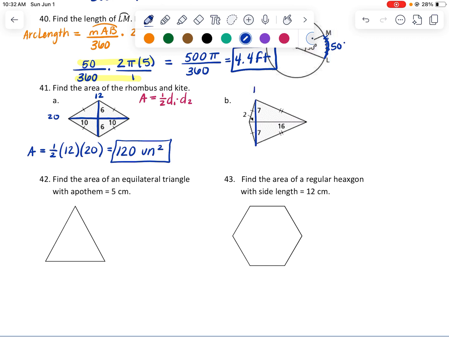Example B, same thing applies. The first diagonal is 14. My second diagonal has a distance of 18. And so area is 1/2 times 14 times 18. And again, no units are included, so I get 126 units squared.